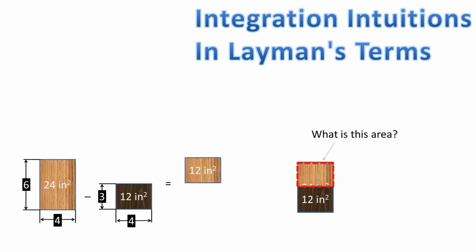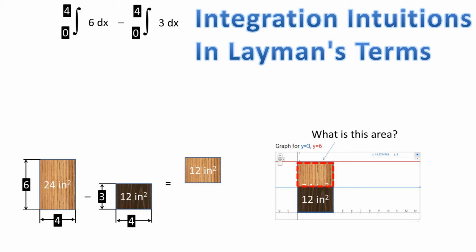Now let's do the same problem, but this time we place the boards vertically. How do we graph this? We would graph it with y equals 6 for the larger board and y equals 3 for the smaller board. What would the integral look like for this one? We would take the integral of 6 from x equals 4 to x equals 0 for the first board, then subtract the second board's integral of 3 from x equals 4 to x equals 0.